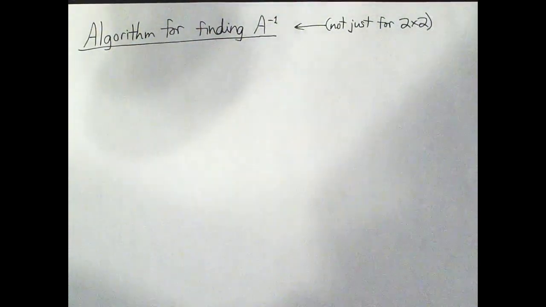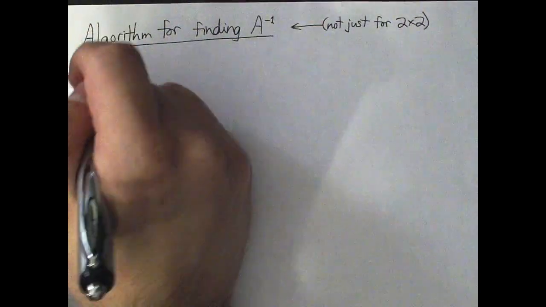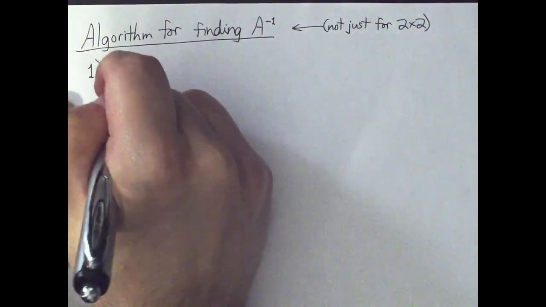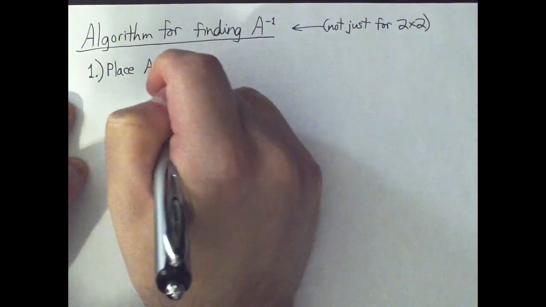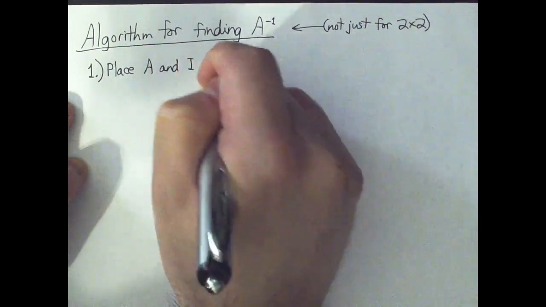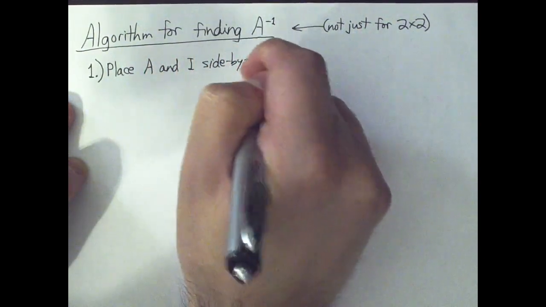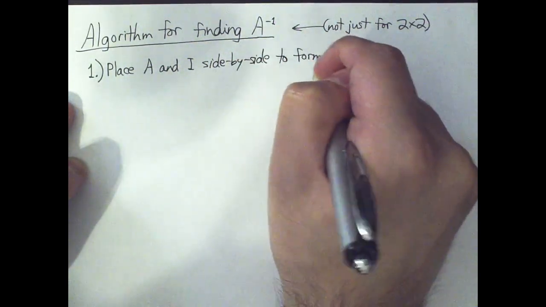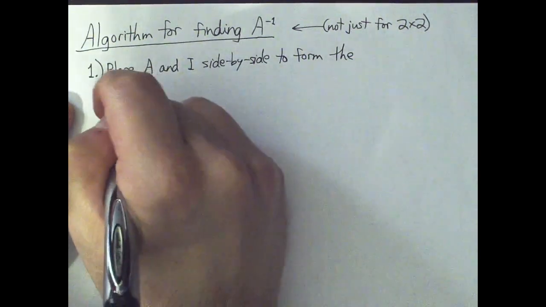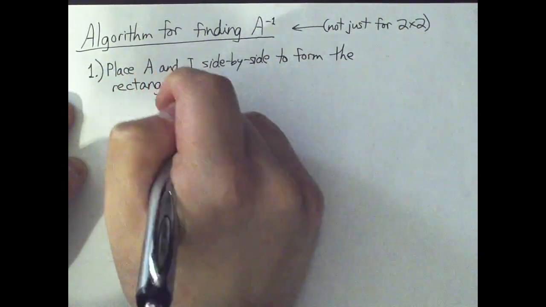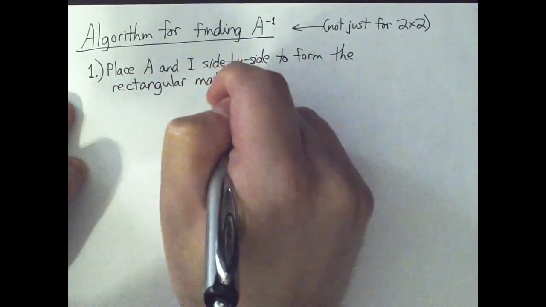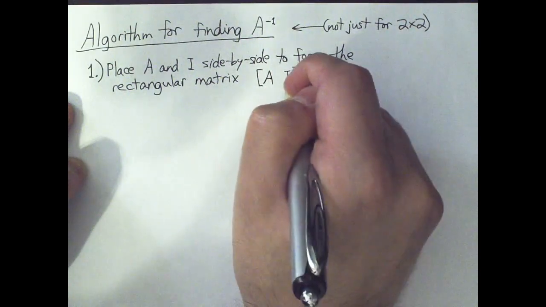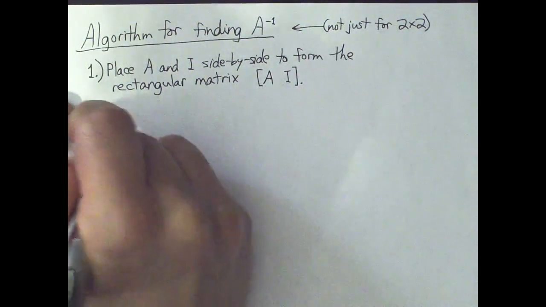Now, I'm going to explain this as an algorithm in 3 steps, and then we'll do an example. Step 1, place the matrix A and the identity matrix side by side to form the rectangular matrix [A I]. That's step 1.